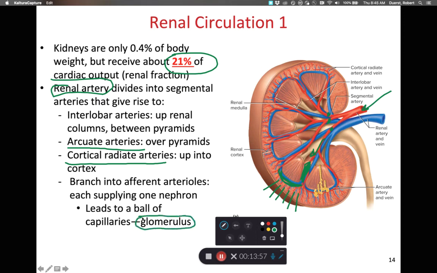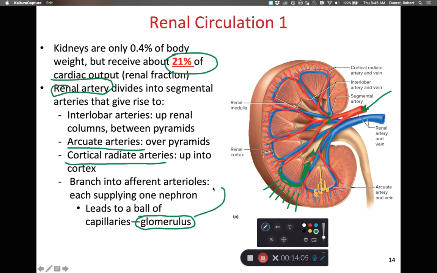And after the glomerulus, after we've filtered that blood in the glomerulus, and we'll have one glomerulus per nephron, we then will start going through veins. We'll have a cortical radiate vein, to the arcuate vein, to the interlobular vein, to the segmental vein, to the renal vein on our way out.